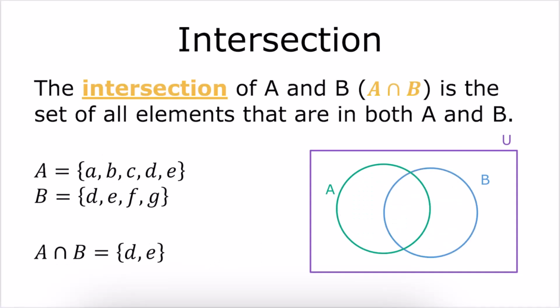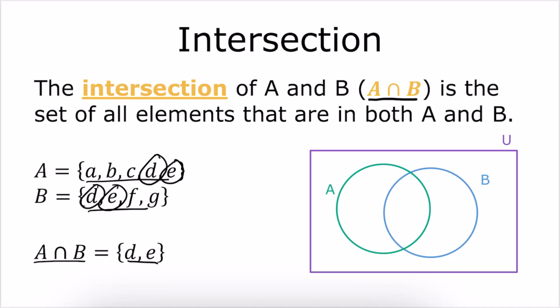And then an intersection is a different binary operation. The intersection of A and B, which we write like this, is the set of all elements that are in both A and B. So if we take these same 2 sets that we had on the last slide, the intersection of A and B is going to be the new set that contains D and E because both of these sets contain a D and both of them contain an E. And so that would be the intersection of A and B.